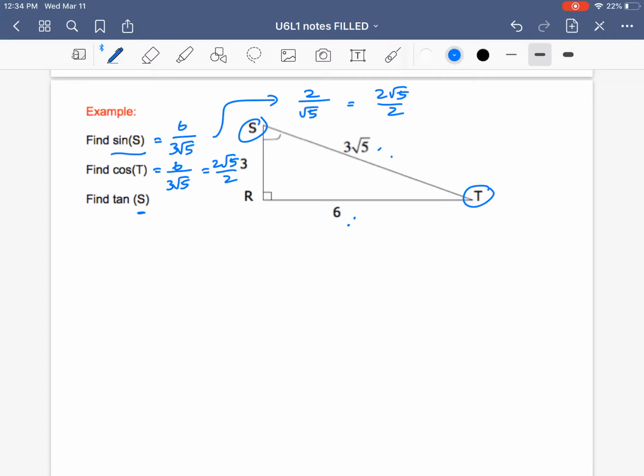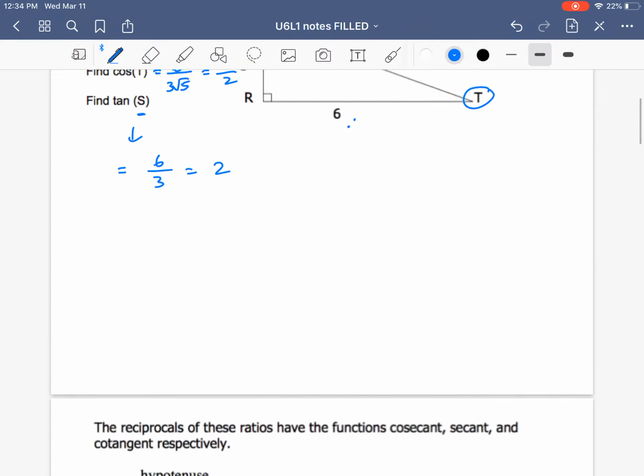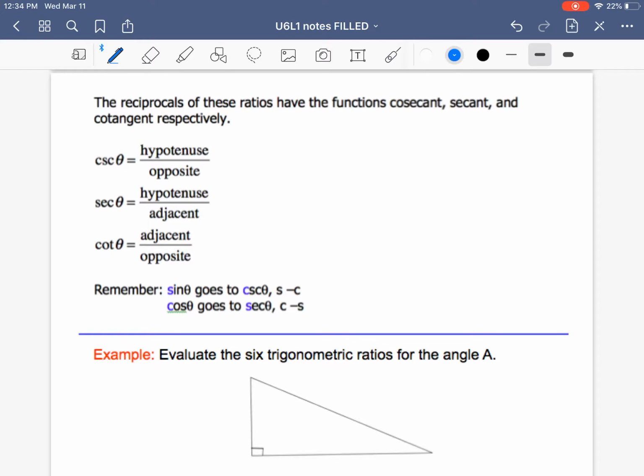Last one, tan of S. S again is right here. So if I want the tangent of S, I'm going to take the opposite over the adjacent. So the tan of S is equal to 6 over 3, which is 2. Done. Easy. Okay. Next page.